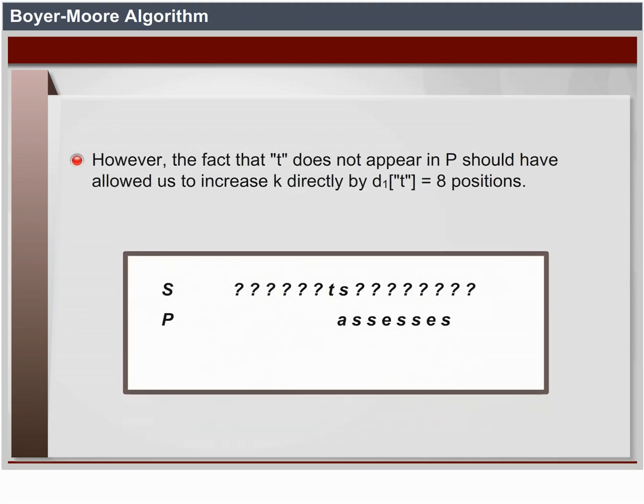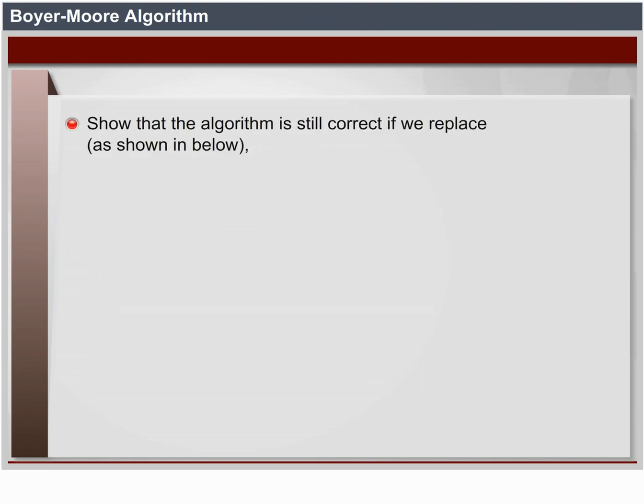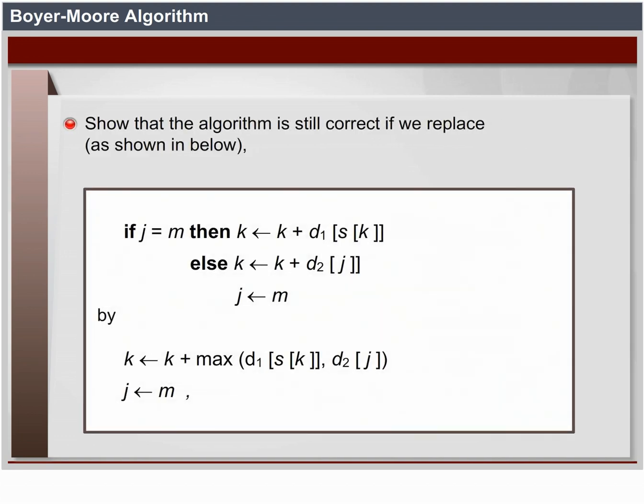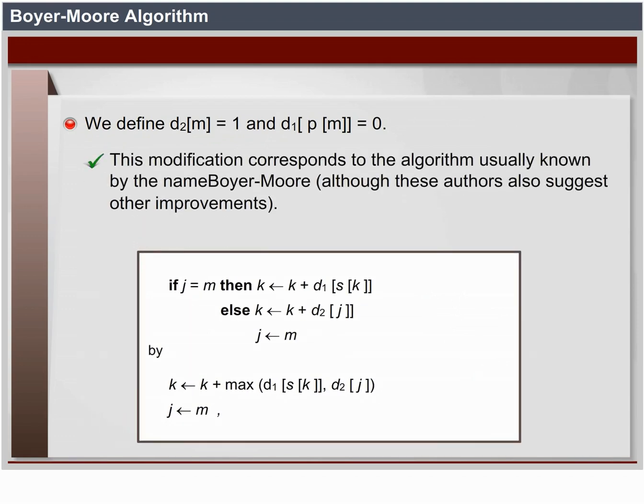However, the fact that T does not appear in P should have allowed us to increase K directly by D1 of T equals 8 positions. Show that the algorithm is still correct if we replace as shown below. We define D2 of M equals 1 and D1 of P of M equals 0. This modification corresponds to the algorithm usually known by the name Boyer-Moore, although these authors also suggest other improvements.